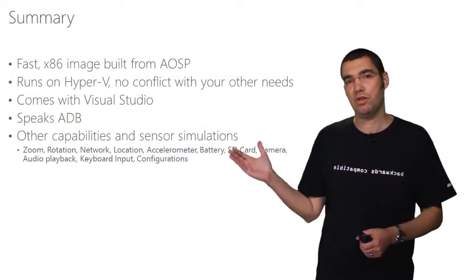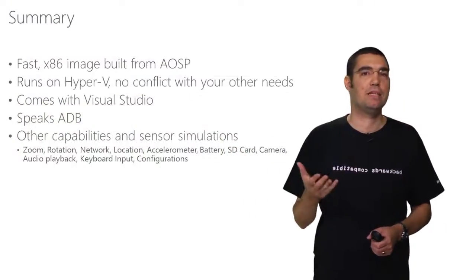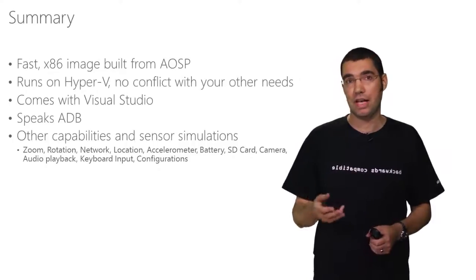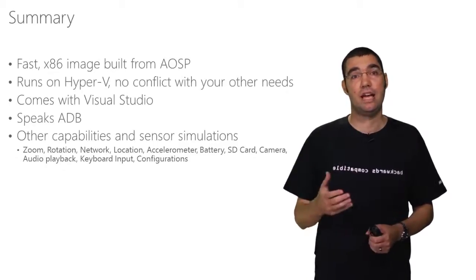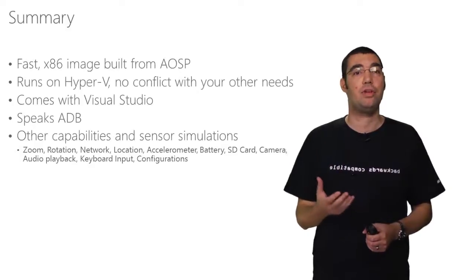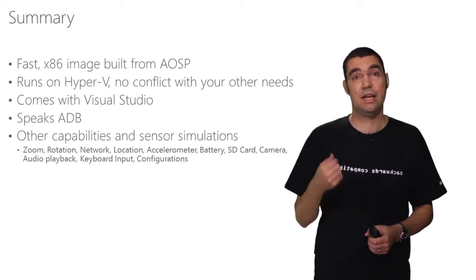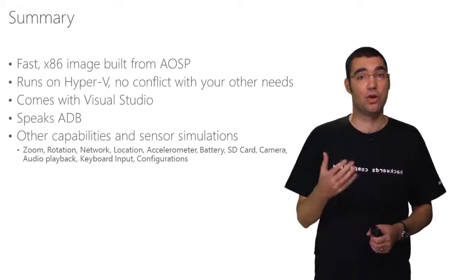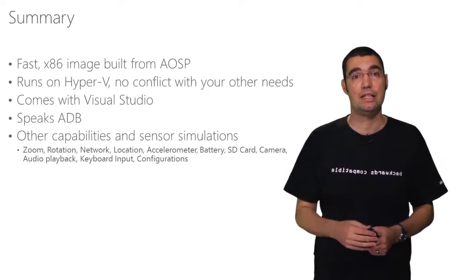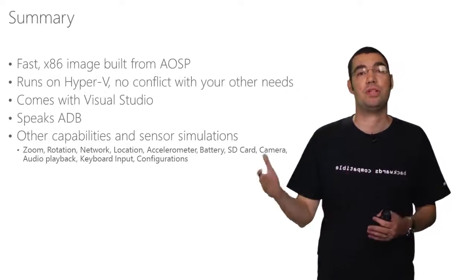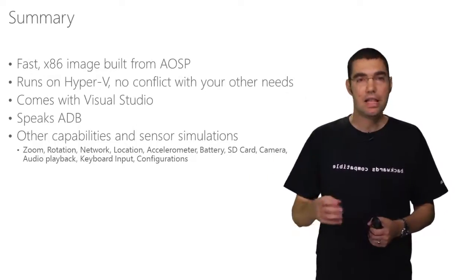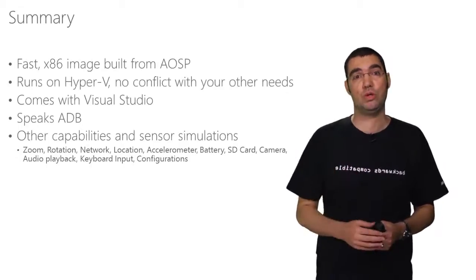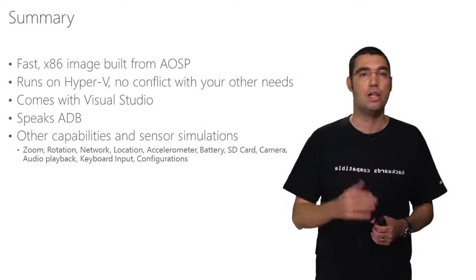In summary, as you can read on the last bullet, those are some of the capabilities and sensor simulations that I've shown you earlier in the demo. But if you're going to take three things away from this, you should take that we are announcing a Visual Studio Emulator for Android that is fast, building an x86 image from the Android open source project. It runs on Hyper-V and does not conflict with your other Hyper-V needs. And it comes with Visual Studio, so there's no separate acquisition step required. I'll give you a fourth one, which is that it speaks the ADB protocol, which means that if you do want to use our emulator from a different IDE, you're welcome to do so.